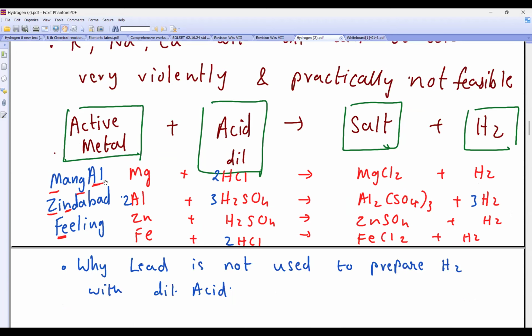Then who all can react with acid, beta? I gave you the trick: Mangal Zindabad filling. What is Mangal Zindabad filling? Magnesium, aluminium, zinc, and Fe. They will react with dilute HCl or H2SO4 to give you salt and hydrogen.